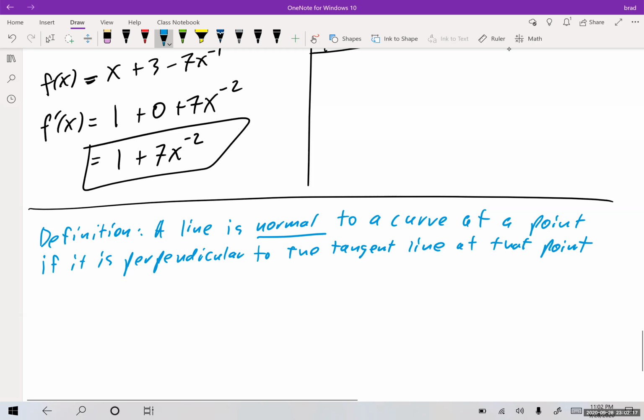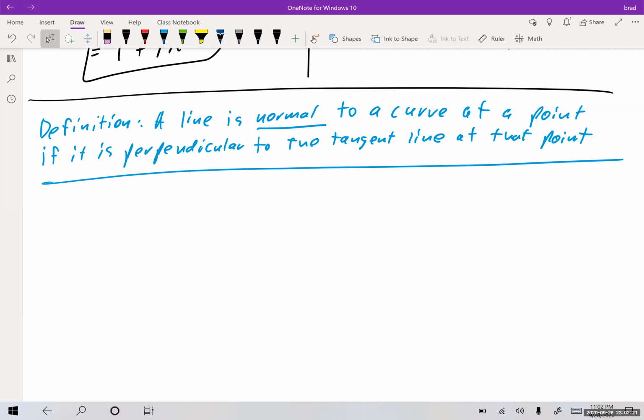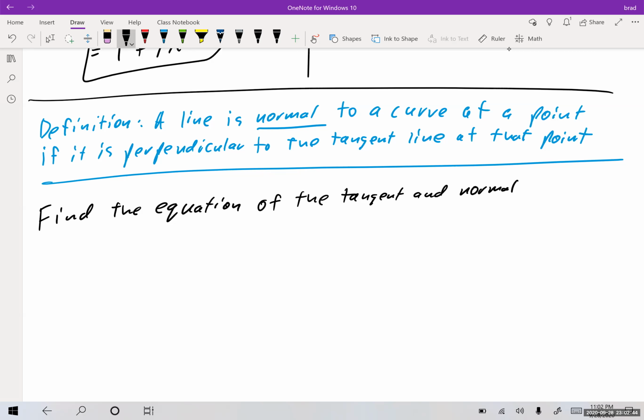Okay, so let's try this one. Let's say that we have: find the equation of the tangent line, tangent and normal lines to the curve y equals x cubed plus 2x minus 3 at x equals -1.